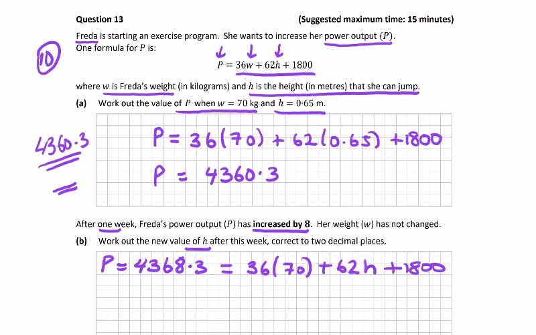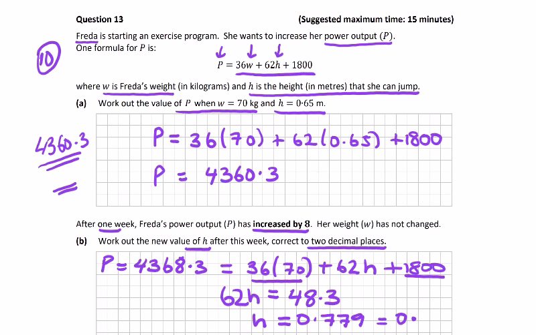So we leave the 62H alone, and we take away these from the left hand side. We're going to get 62H is equal to 48.3. Just double check that on the calculator again twice as well. So H is equal to 0.779 on my calculator. I always go back up and check when we've got decimals, 2 decimals. So 0.78, and it was 0.65 before, so quite a big increase there.